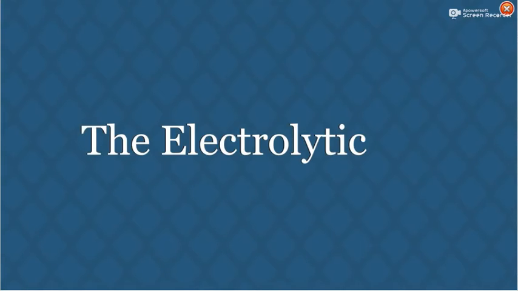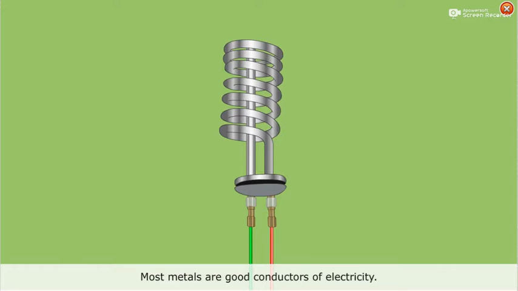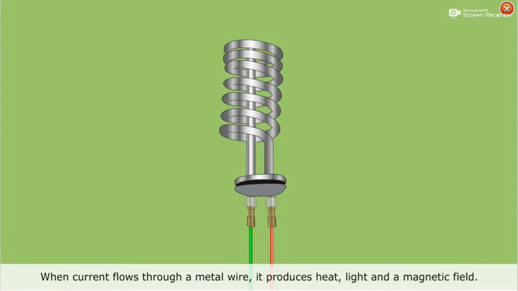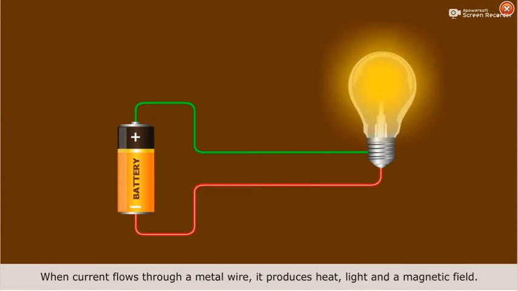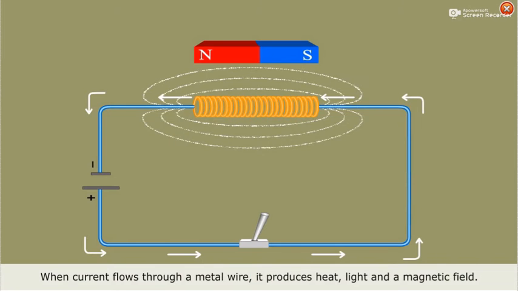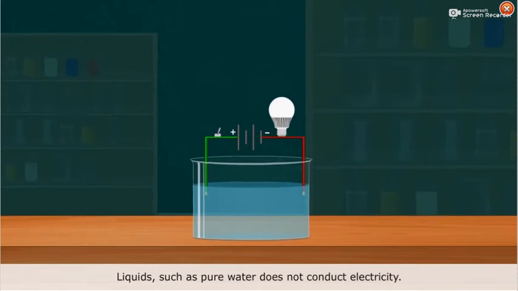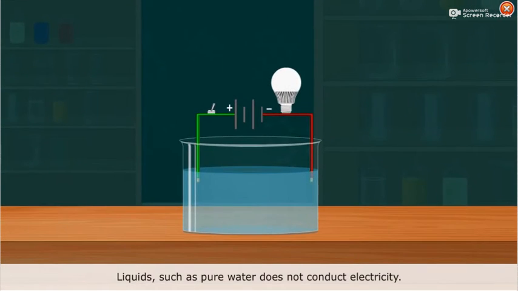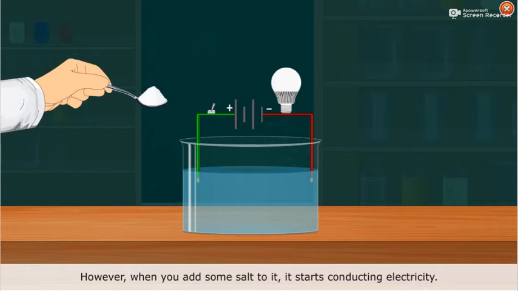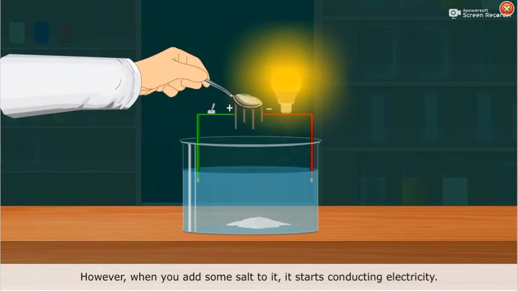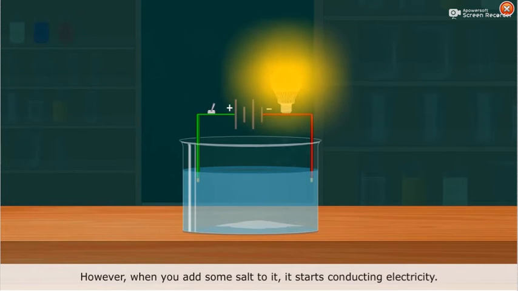The electrolytic cell. Most metals are good conductors of electricity. When current flows through a metal wire, it produces heat, light, and a magnetic field. Liquids such as pure water do not conduct electricity. However, when you add some salt to it, it starts conducting electricity.